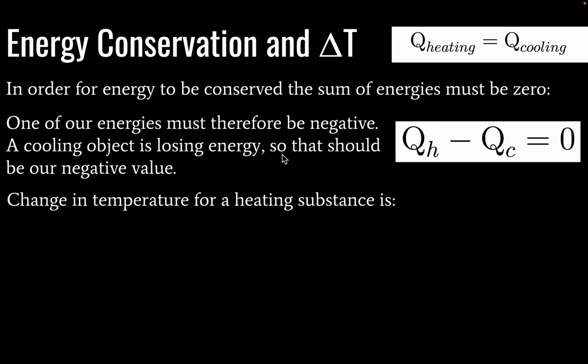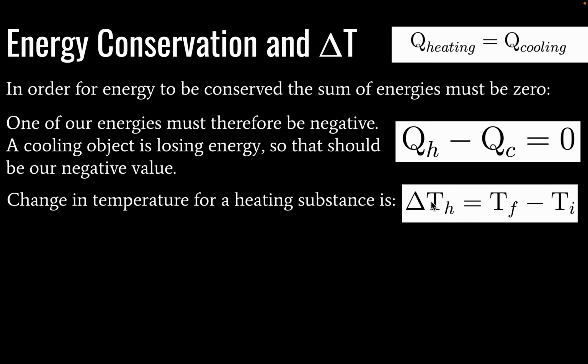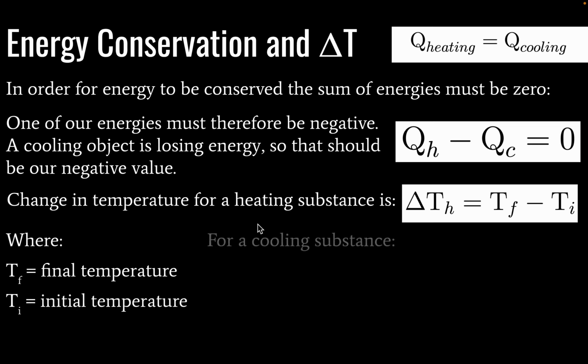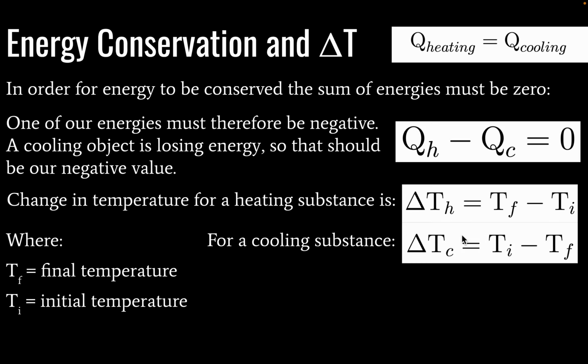Here's our temperature trick. The change in temperature for a heating substance will be given by the change in temperature is equal to final temperature minus initial temperature. This is the way that we normally calculate changes in stuff. This could work for just about anything you wanted to calculate a change in, and we're just using it for temperature here. Again, just quickly defining variables. For a cooling substance, though, we need to start with our initial temperature, and we need to subtract from that our final temperature.